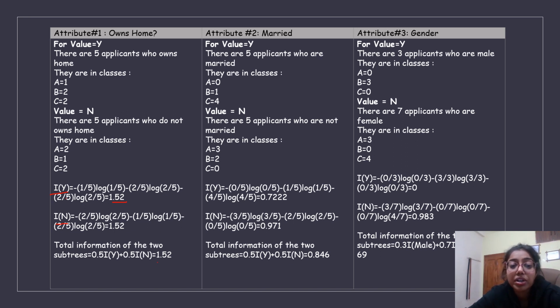That is 1.52. Now let's see attribute 2, that is married. We'll see the value Y and we'll see the value N. For Y we have A0, B1, C4. For N we have A3, B2, C0. Putting values together we get the values as 0.7222 and 0.971. So the total information we calculate by using this formula, we get 0.846.